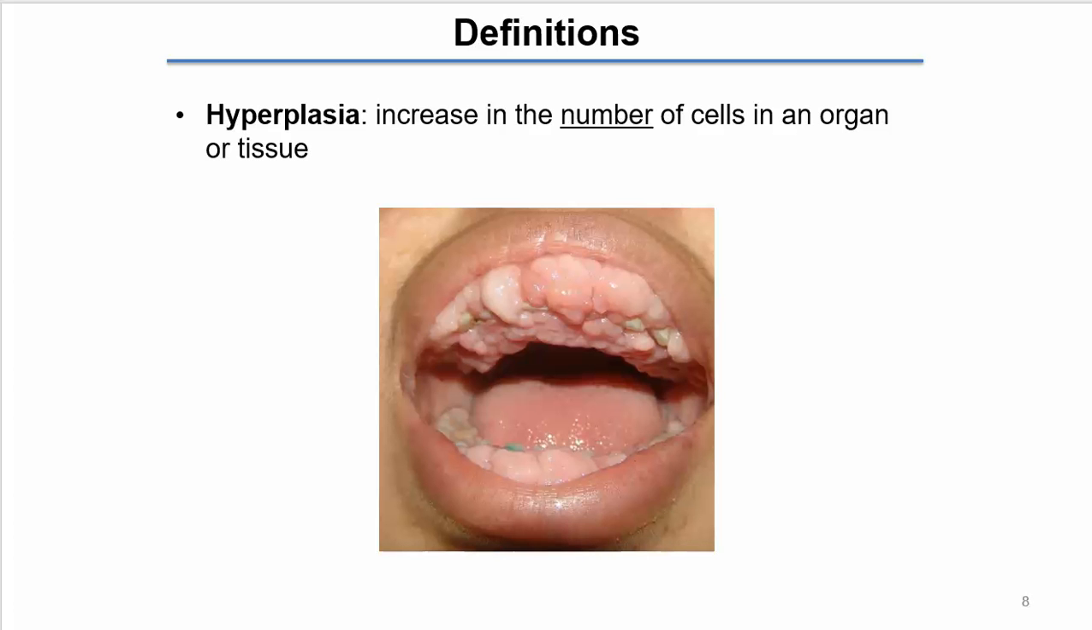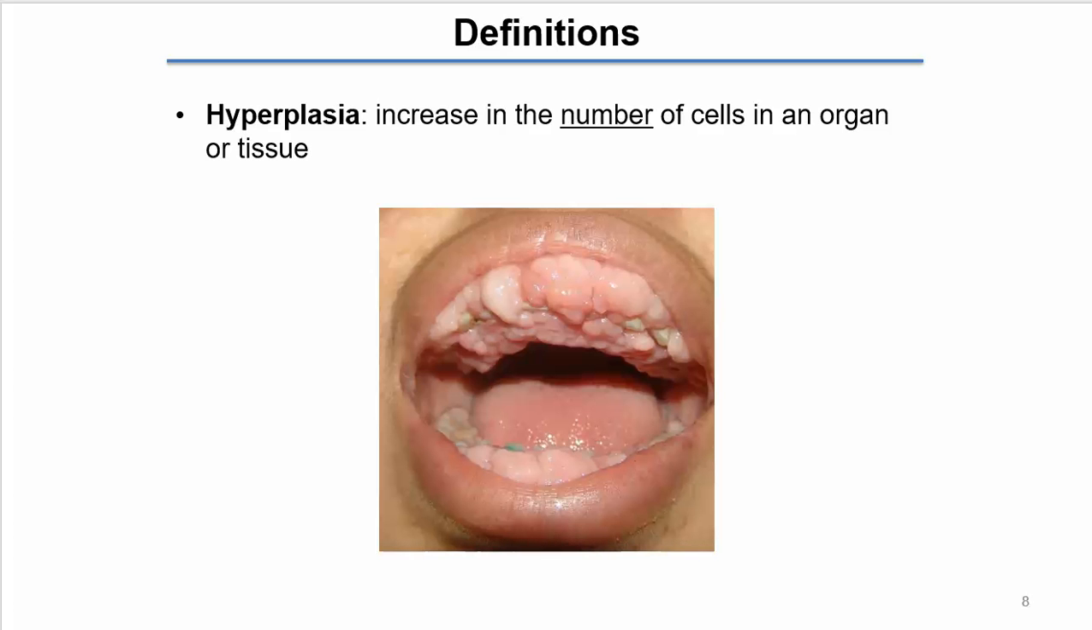Another hyperplasia example would be if you move to high altitude, the increased erythropoiesis that would be caused by the lower partial pressure of oxygen is a hyperplasia, an increase in the number of red blood cells. Normal, acceptable, as a matter of fact, it's necessary.